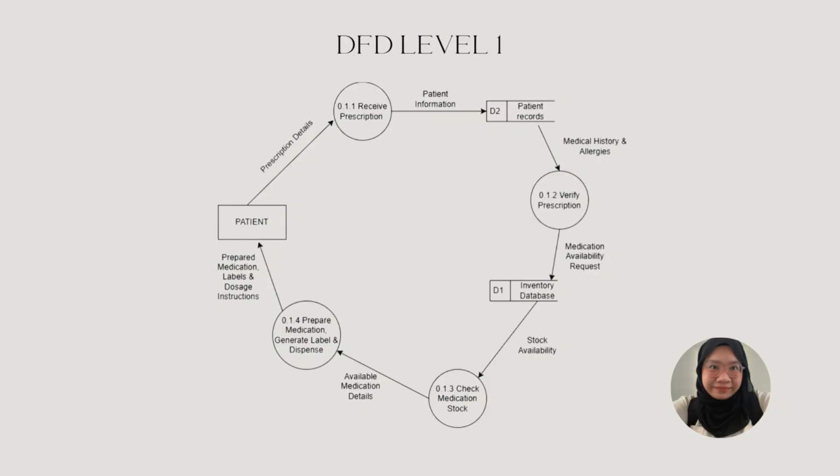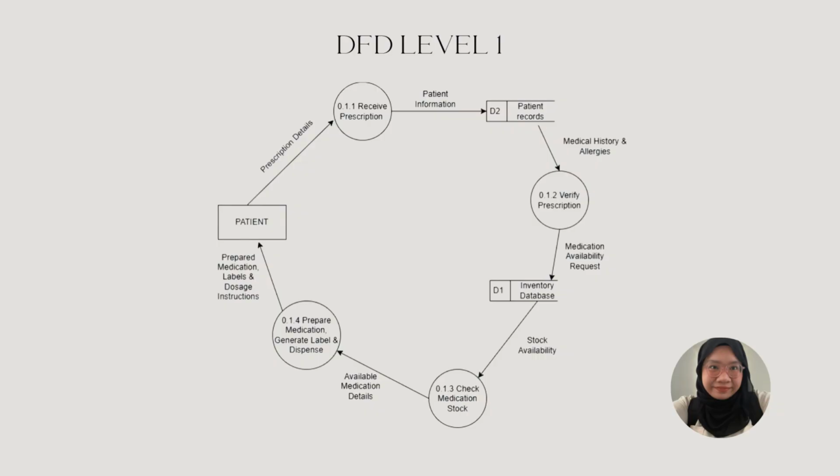After that, the system checks the inventory database to confirm that the requested medication is available. Instead of assuming the medicine is in stock, the system verifies its availability first. This helps avoid delays and ensures that the pharmacist can prepare the correct medication without any interruption.